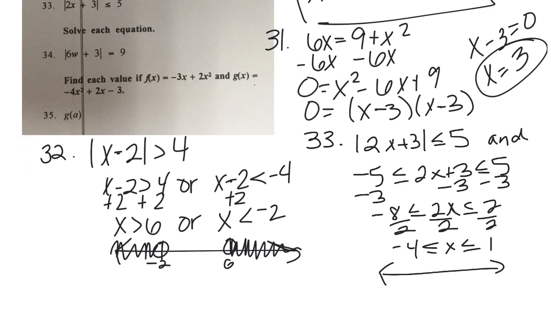And graphing that on a number line: negative 4, closed circle, 1, closed circle, greater than negative 4 and less than 1. That's everything between negative 4 and 1, including them.